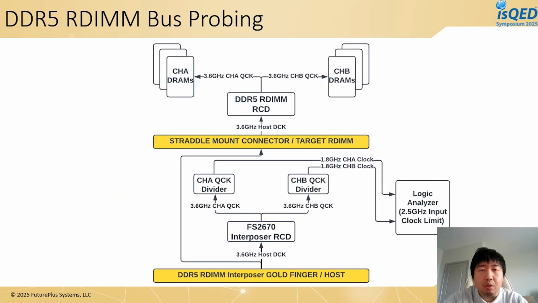Here's a more detailed block diagram explaining the clock topology of our RDIMM interposer. Again, the interposer clock output is not tied to anything but the clock dividers and the logic analyzer. The host clocks are passed to the straddle mount connector on top of the interposer and go straight into the RDIMM being tested. It's only briefly touched by the interposer RCD and not affected by anything else.